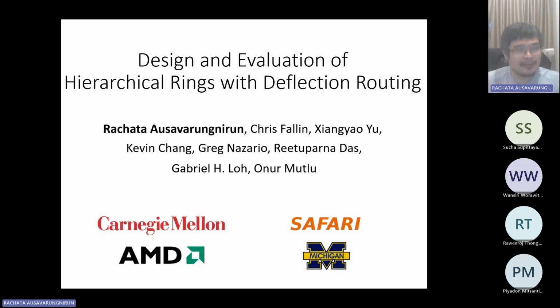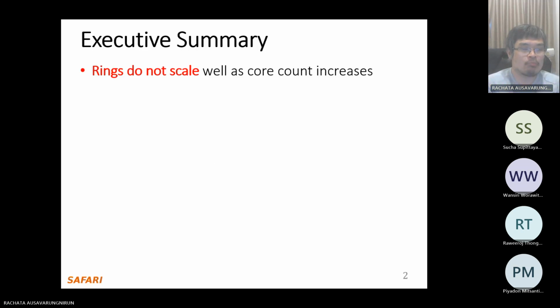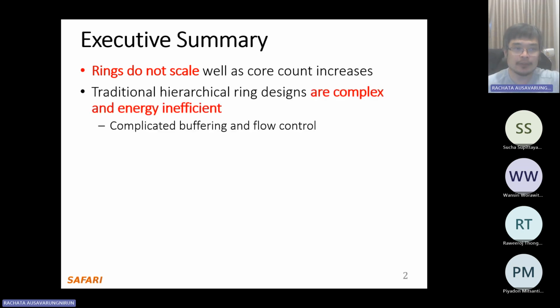But yeah, so let me explain the idea quickly, right? The idea is called the design and evaluation of hierarchical rings with deflection routing. And to quickly summarize, ring doesn't scale well, right? So what you want to have is basically, can we have a hierarchy of rings? Basically put rings on a ring. Maybe on the third level ring, right?